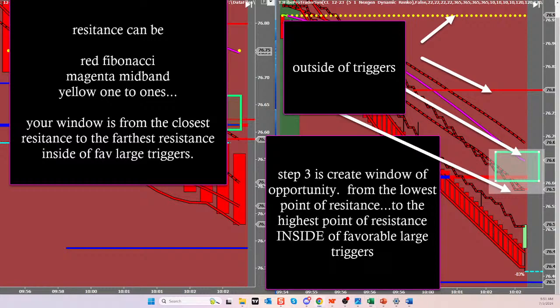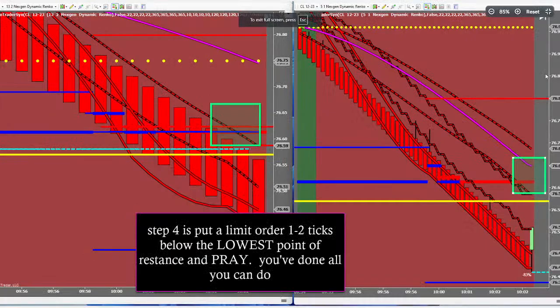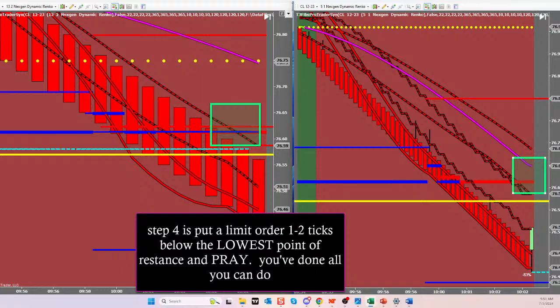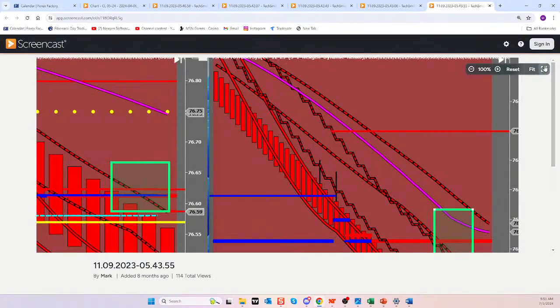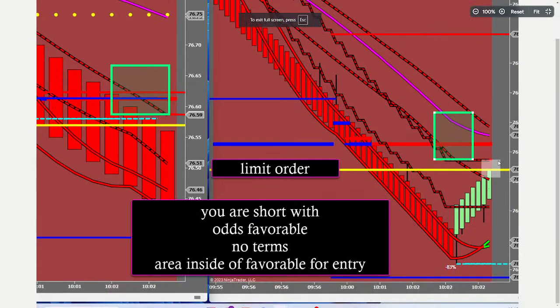You're taking that window of opportunity, that lowest point of resistance inside of favorable large triggers, and you're going to activate a limit order a tick or two below it and pray. Pray that the small crowd ate their Wheaties, that their uncle gave them an extra $1,000, that they can fight all this momentum, all this clear path to get up to your entry, guys. And if they make it, congratulations. The first step is done. You're now in a high probability trend trade from the point where the market is most likely to continue.